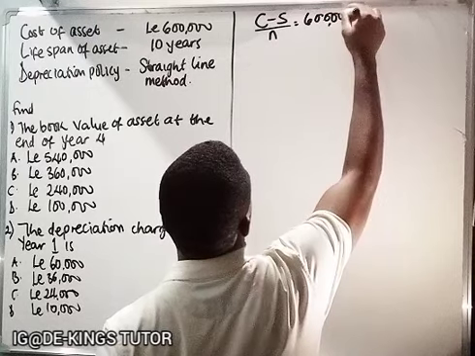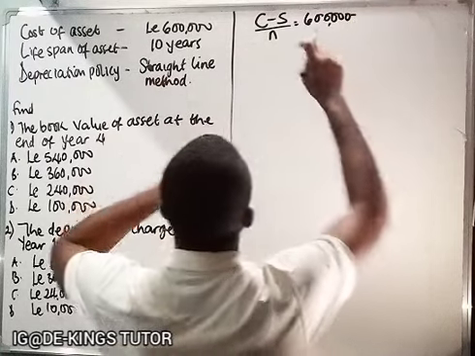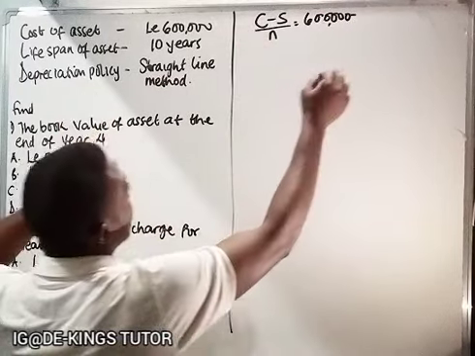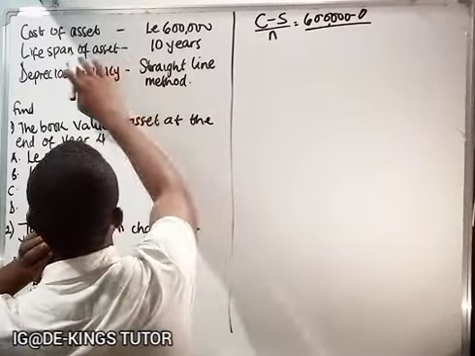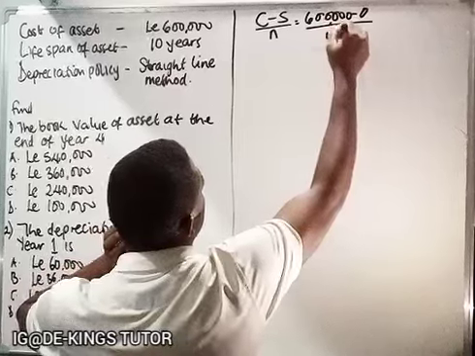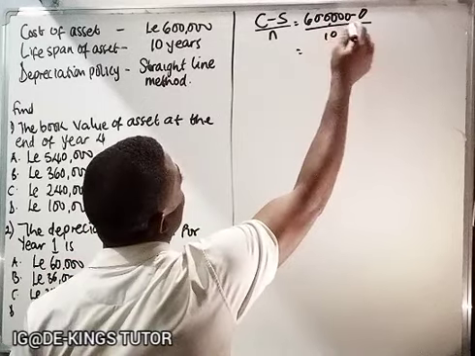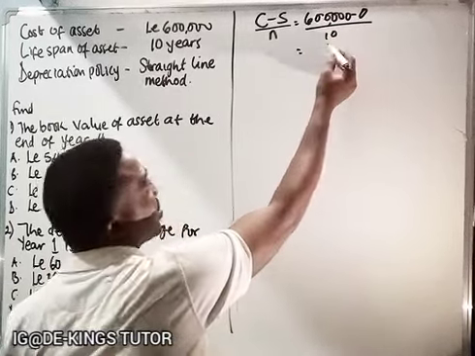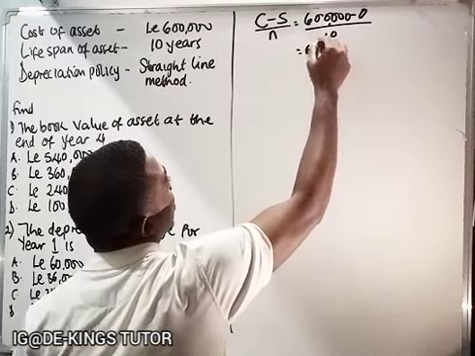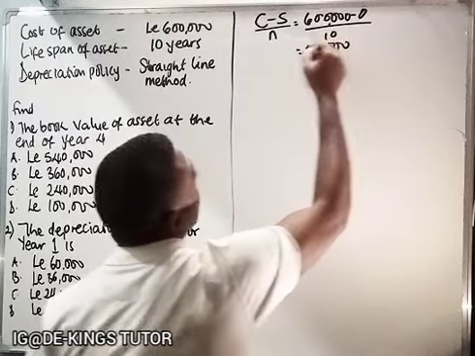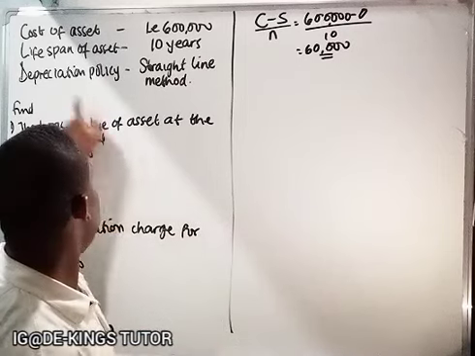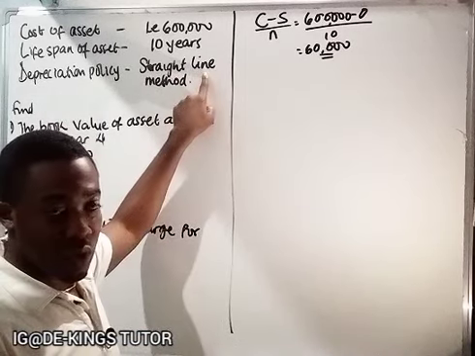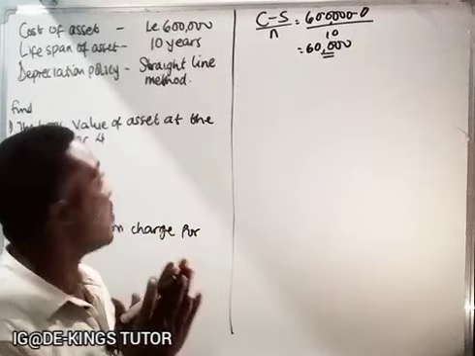600,000 minus, there is no scrap value, it wasn't given, so it is 0, divided by N, the number of years, that's the lifespan, which is 10 years. Okay, so it will now be 600,000 minus 0 is 600,000, divided by 10, it will give us 60,000. So the depreciation that will be charged for each year is 60,000, and they said it is the straight line method. Okay, so it is 60,000 for each year.